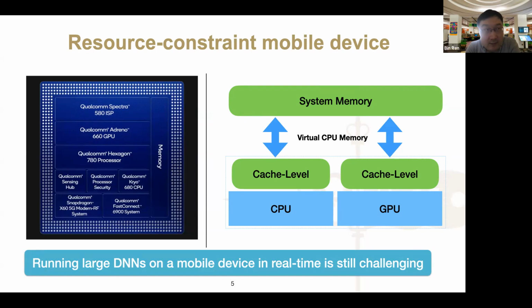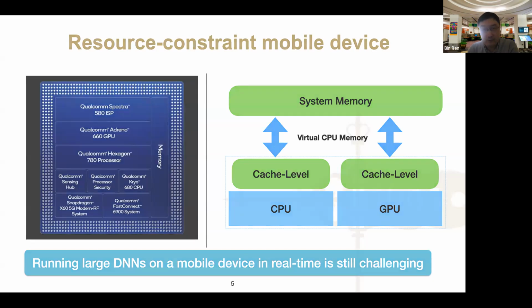Take VGG-16 as an example. If you want to run inference on one frame, it usually takes around 100 milliseconds to 200 milliseconds with the cutting-edge DNN execution frameworks. However, the real-time requirement is 33 milliseconds per frame. So you can see there is a huge gap between real-time execution and what we can get these days.